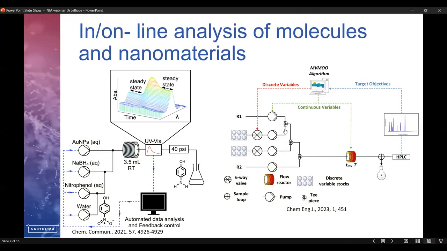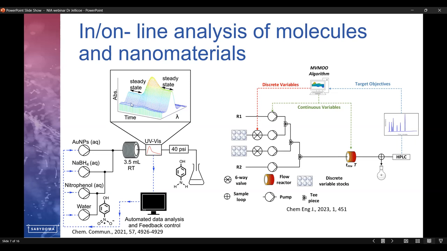The inline analysis of nanomaterials and molecules is really important because we can use this for automated data feedback control. So you can make a material, get the UV vis spectra or HPLC on the right, and then pass it back through a computer, which will put it through an algorithm which will alter the conditions on the left-hand side, and then it will see what the changes are in the UV vis. So you can get fast, rapid, controllable synthesis of materials by using an algorithm. It's much faster than a human doing each single experiment because it chooses 5 particular experiments and then uses mathematical models to figure out the optimum of the material.